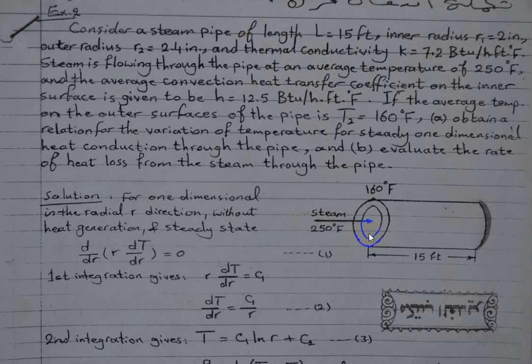By convection, from the center of the bulk, that is from the center of the steam, which is considered a bulk mass flowing through the pipe, as you can see in front of you, into the inner lining of the steam pipe. Inner lining means the inner layer.